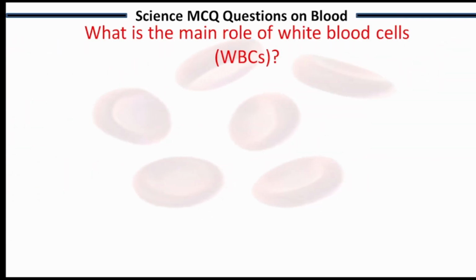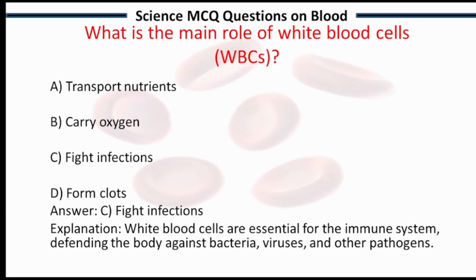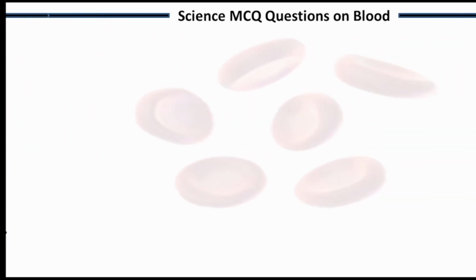What is the main role of white blood cells, WBC? A. Transport nutrients, B. Carry oxygen, C. Fighting infections, or D. Form clots. The right answer is fighting infections. White blood cells are essential for the immune system, defending the body against bacteria, viruses, and other pathogens.